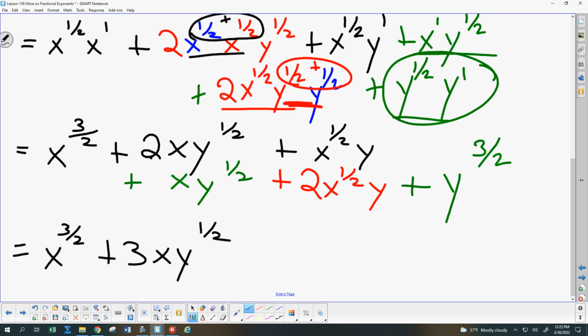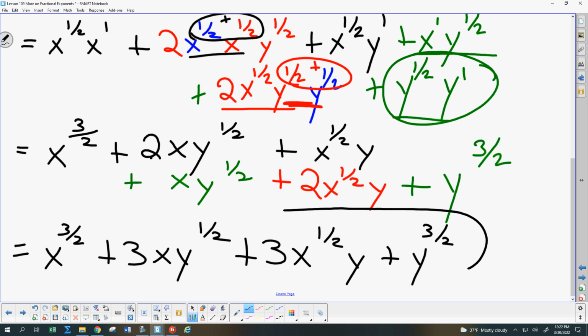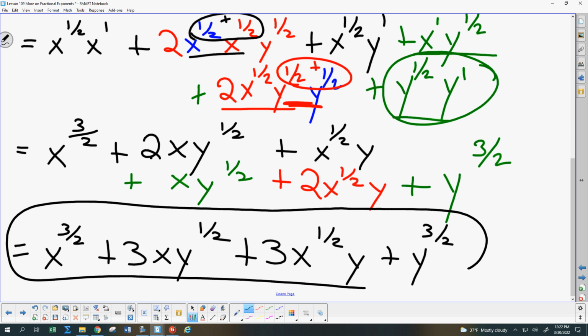Nicole, what about x to the 1/2 y? Do I have another? So what do I get for the x to the 1/2 y's? So I have 3 of those. And then that only leaves the y to the 3/2. So that's my final answer there. Kind of messy, but everybody good with how we got there?